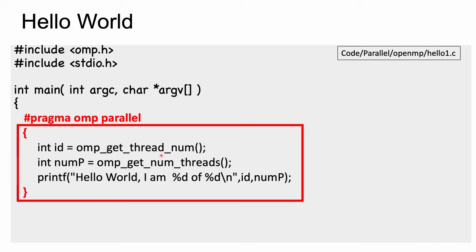So this is the unique ID for each thread, like we had in the MPI. NumP, again, this number will tell you how many threads are actually running in the computation. And then print hello world, I am ID of the number of threads that are in the computation. Return 0 when we're done, close curly braces. So that's a parallel threaded program that will run on your computer.